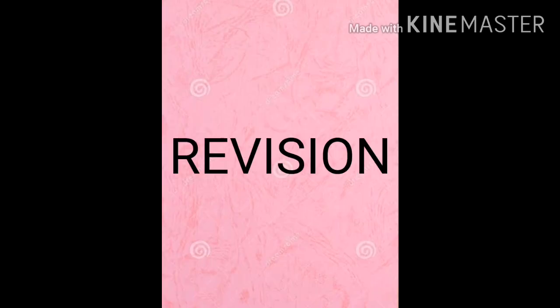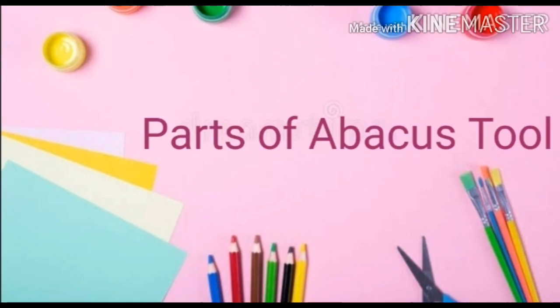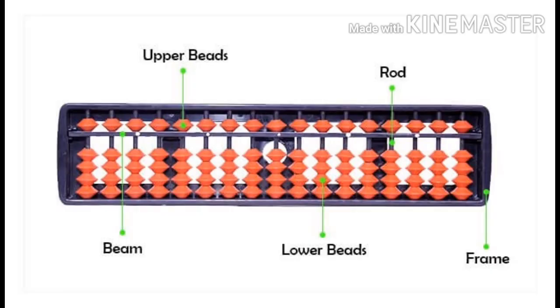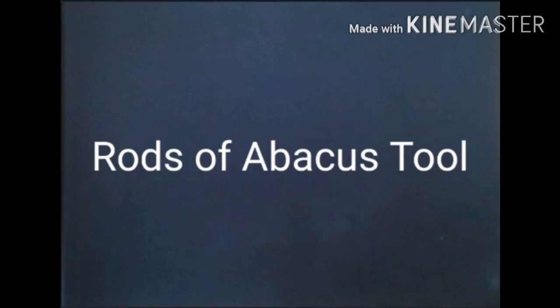Today, firstly, we will revise the things which we have studied earlier. The first is parts of abacus tool. As we have already discussed the parts of abacus tool, we will do a quick revision. The outer part is called the frame. The upper ones are called the upper beads, the lower ones are called the lower beads. The mid part is the beam and the vertical rods are called rods of abacus. So, our first topic, rods of abacus tool.